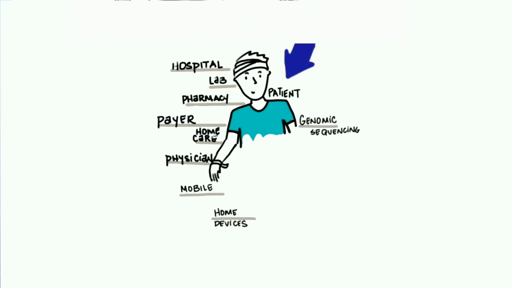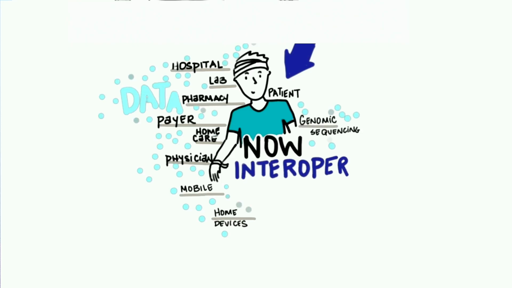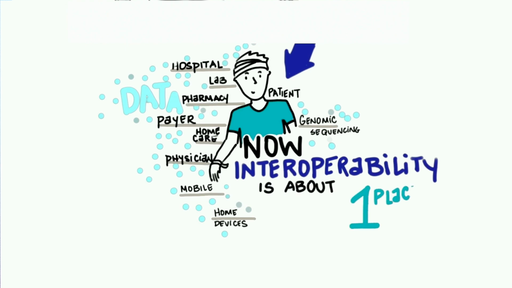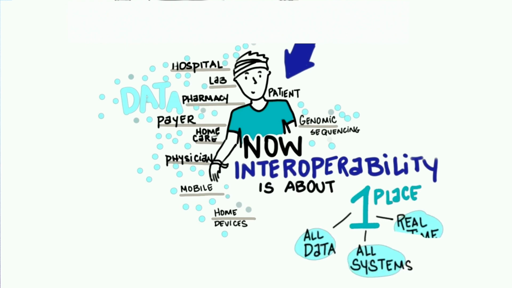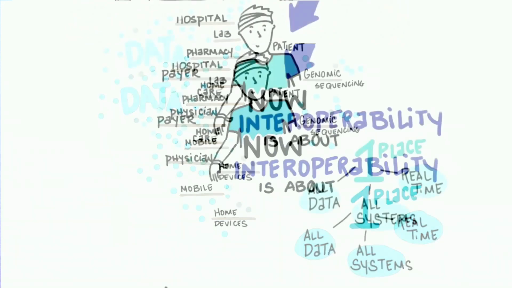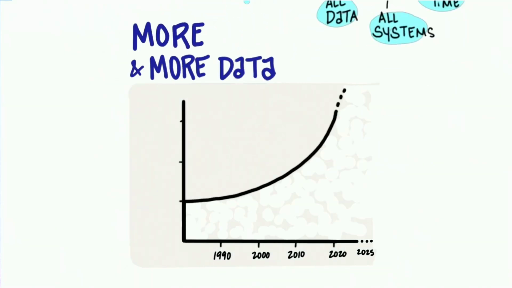Now there is data in many systems beyond the hospital, and interoperability means connecting to those systems and seeing all of the data for a patient in real time from one place, as it does in other industries. That is today's meaning of interoperability. And not only is there data in more places, as you know, there's a lot more data. And this is a stylized version of a graph from a paper by Dr.